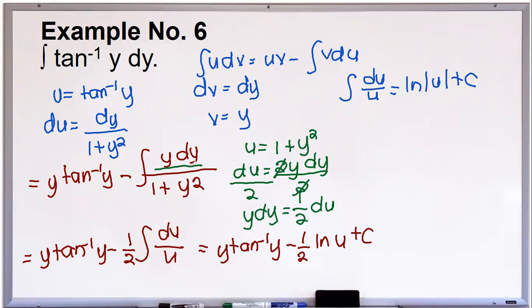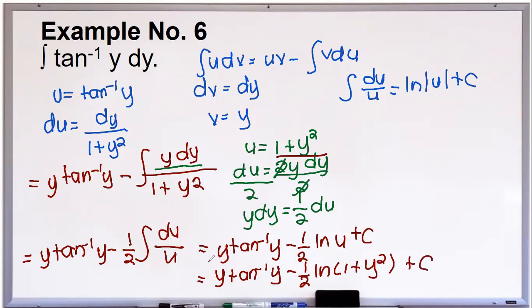Pero meron tayong u dito, 'di ba? So ano yung u natin? Ito. So ibalik lang natin sa original form. So this will become y arctan of y minus 1/2 ln of 1 plus y squared. Then plus c.